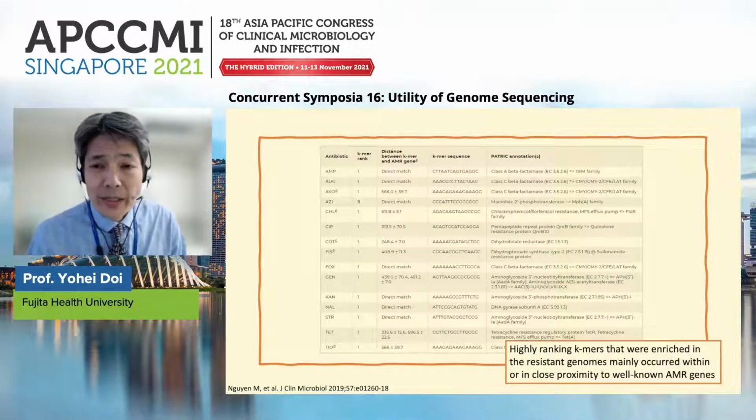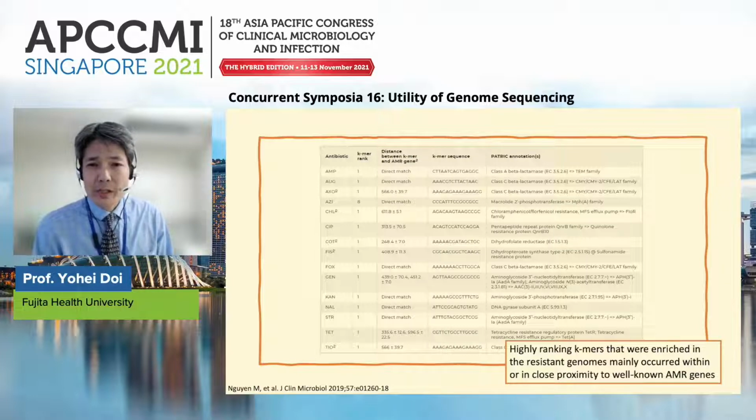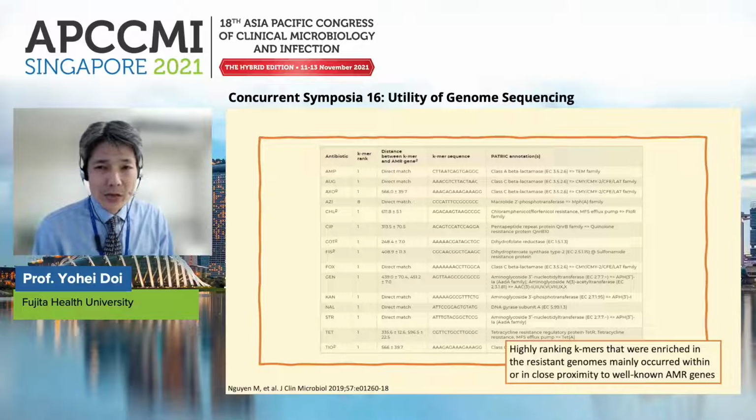So here's an example. They used a k-mer based approach. If you look at the top row, you see that there's a short stretch of sequence, a k-mer sequence, and it corresponds to a part of the TEM beta-lactamase gene, and it has a very tight correlation with resistance to ampicillin, which makes sense. But these analyses are possible without the prior knowledge that TEM beta-lactamase confers ampicillin resistance.